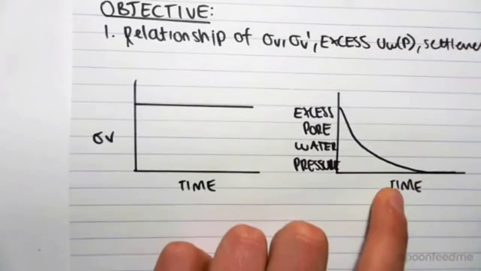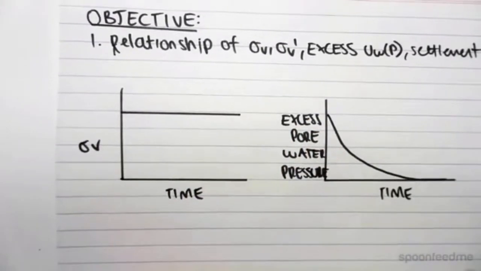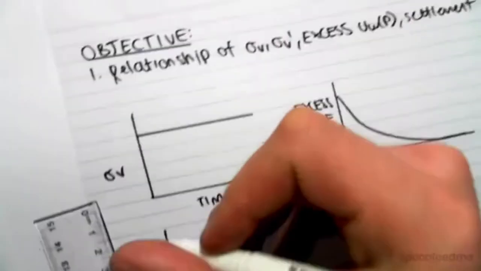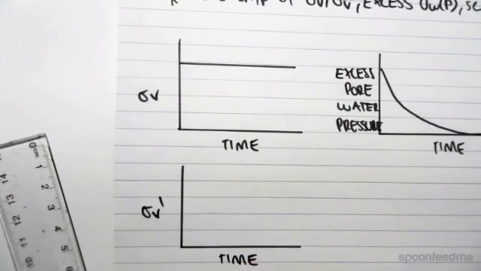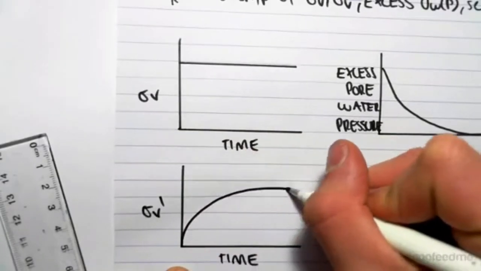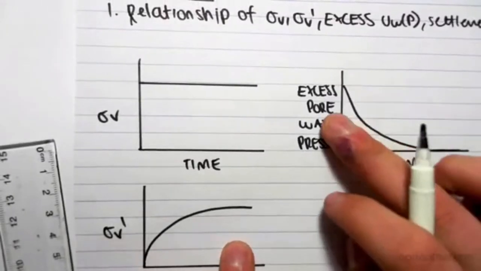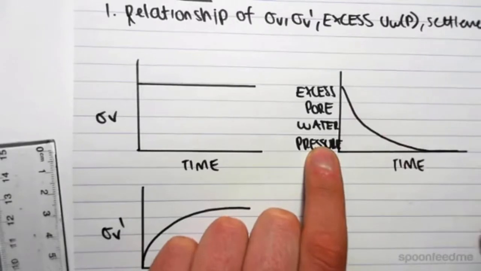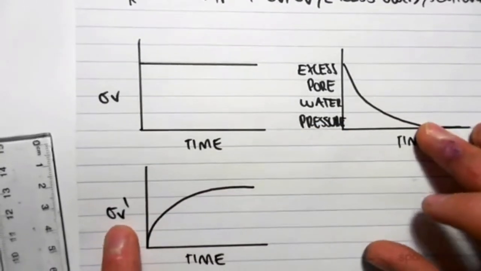So as time goes on, the water escapes and the excess pore water pressure reduces. The next graph we can draw is the effective stress against time. So effective stress is what the soil particles experience, and that will increase with time. So these are inverse relationships, the excess pore water pressure and the effective stress. As the pore water pressure escapes, it can't take as much load, which means that the soil has to take more load, which is the effective stress.